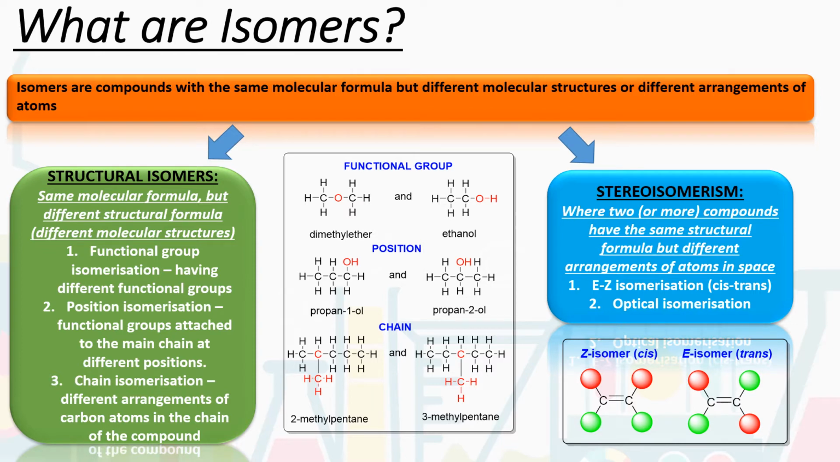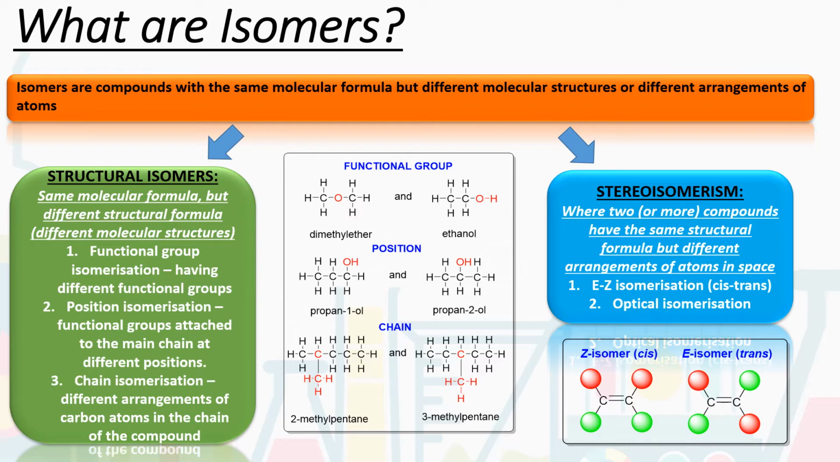The next is position isomerization. This is where we have the functional group attached to the main chain at different positions. And so the typical example might be propan-1-ol versus propan-2-ol. That alcohol group is either on the first carbon or the second carbon. The overall molecular formula is the same for those two compounds, but they have very different connectivities of atoms, different structural formulae. And then finally, chain isomerism. This is where we have different arrangements of the carbon atoms in the chain of the compound. So this could be 2-methylpentane versus 3-methylpentane. The actual carbon chain is different.